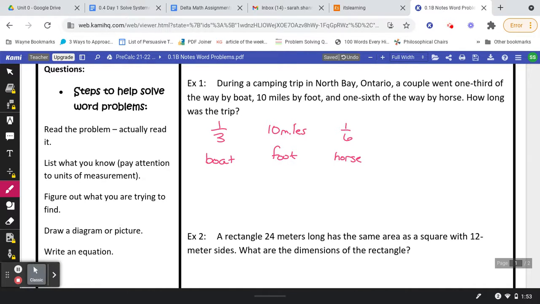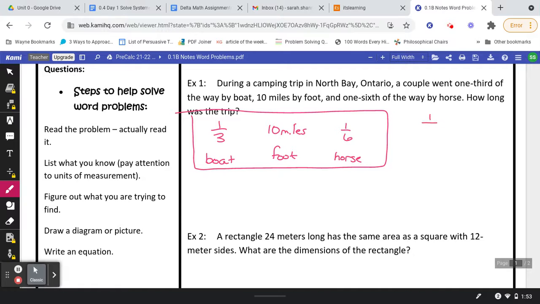Draw a diagram or picture. We've kind of already done that here. This is what's happening here, and the total has to be the entire amount of the trip. And then if it's appropriate, write an equation. I know that 10 miles is a little bit different compared to 1/3 and 1/6. So if I can figure out how far the 1/3 and the 1/6 are together, maybe that'll help me figure out how much of the trip was done by foot in terms of a fraction.